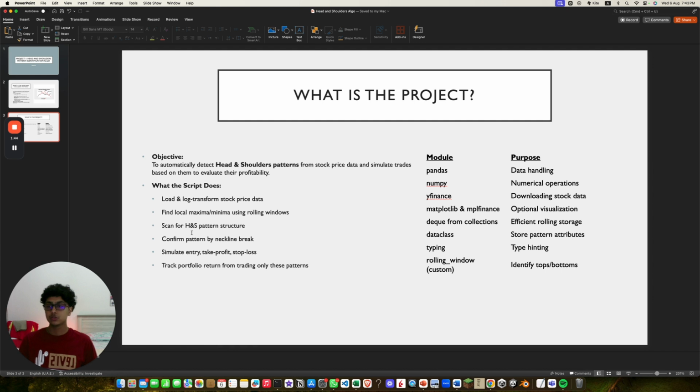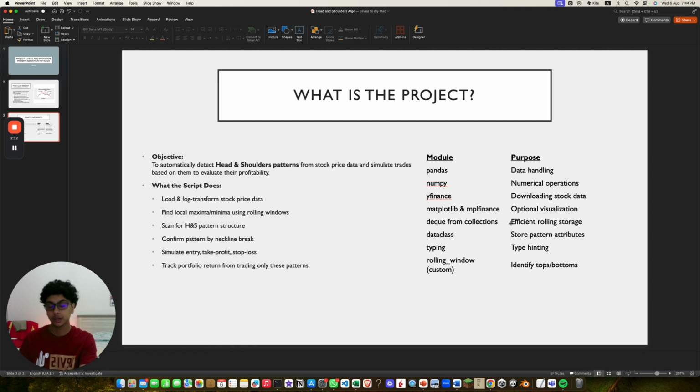The modules used for this project are, of course, Pandas for data handling, NumPy for numerical operations, yfinance, the Yahoo Finance API, for downloading stock data, and Matplotlib and mplfinance for visualization options. Now this is optional. I have the function coded, but I haven't called it in the main function. You will see this because it was more about the identification than the plotting of price action.